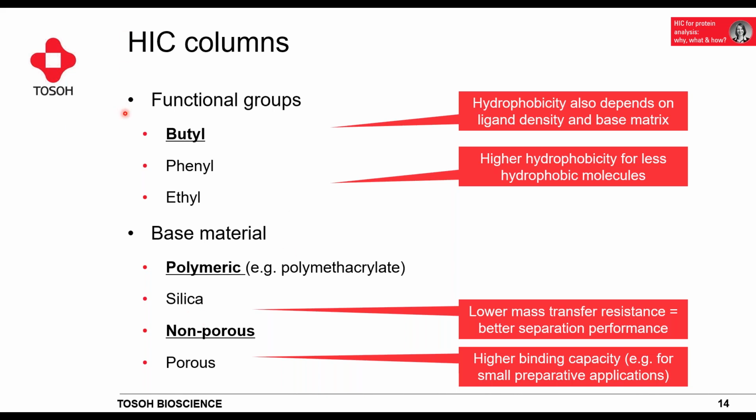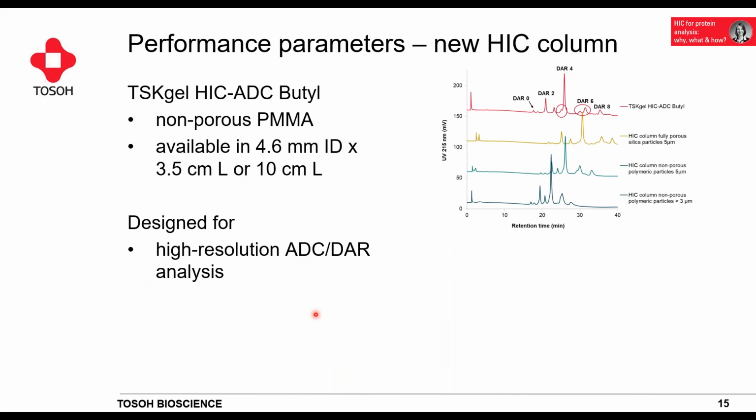Now, looking at the most popular characteristics, it's butyl columns, polymeric with non-porous material. And I would like to take a single slide, not more than one slide, to do some advertisement for a new hydrophobic interaction chromatography column that will be available as of next year. It's called TSK gel HIC ADC Butyl, and as the name already says, it was really developed for ADC analysis of the drug antibody ratio.